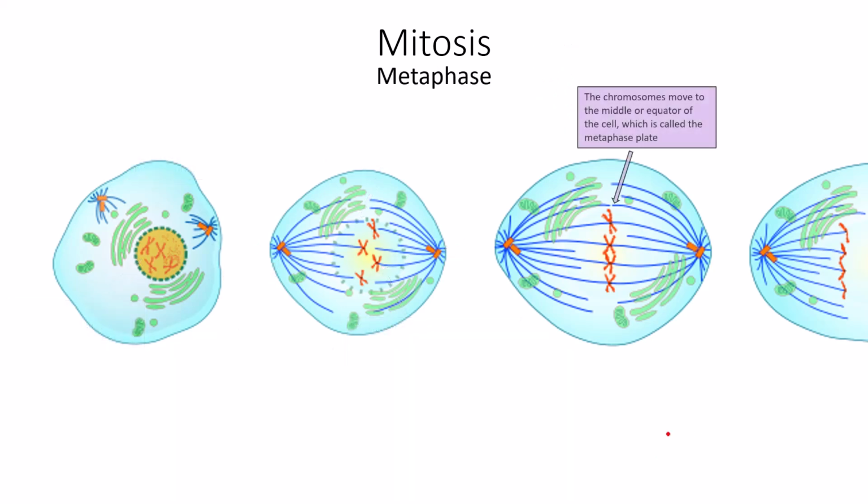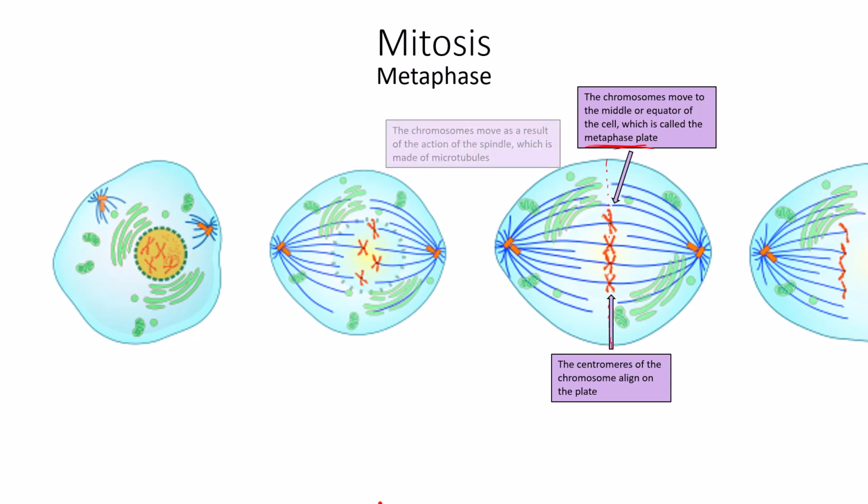Metaphase is characterized by the chromosomes moving to the middle or the equator of the cell, which is called the metaphase plate. The metaphase plate is this kind of imaginary line that runs right through the equator of the cell. These chromosomes are going to line up one on top of each other until we make a line of chromosomes. The centromeres of the chromosomes align on this plate. You can see that the centromere is completely lined up and is located exactly on that metaphase plate.